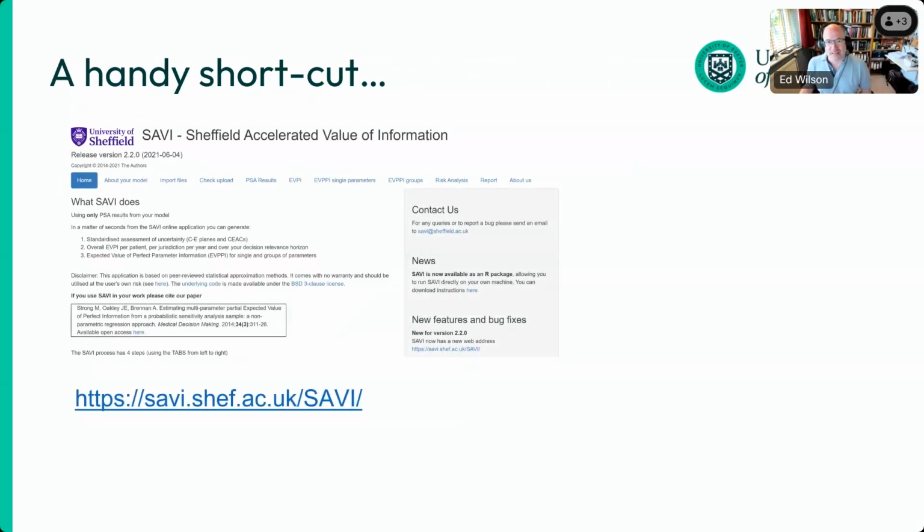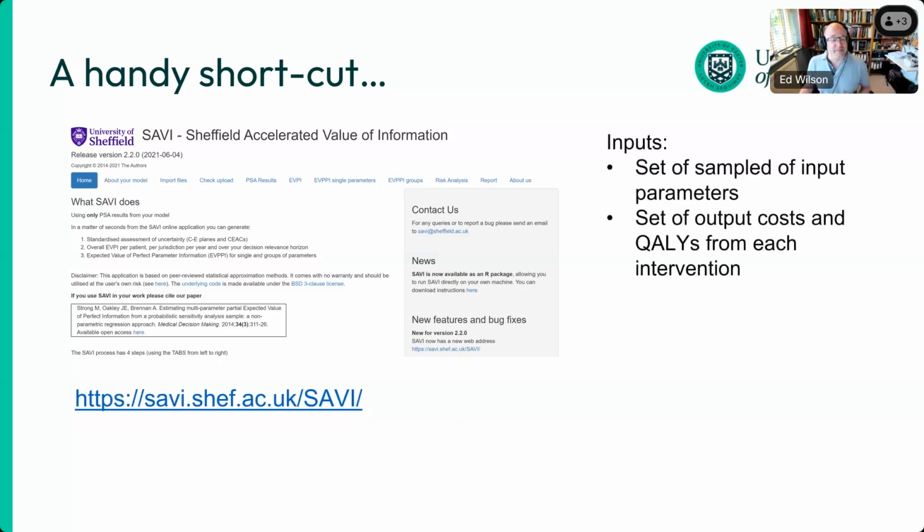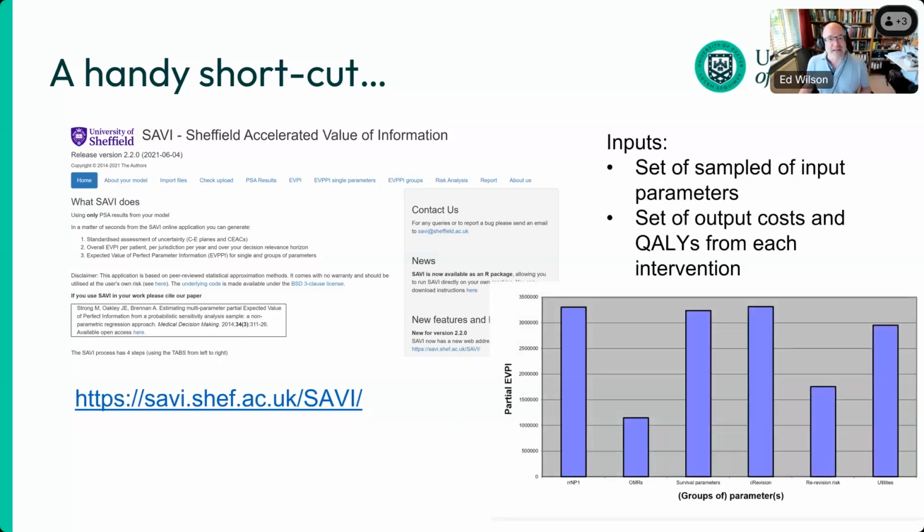This is a website called SAVI, the Sheffield Accelerated Value of Information, which allows you to calculate the expected value of perfect parameter information. It's basically a statistical approximation. What you need to do is simply take all of your probabilistic samples, all of your input parameters, and the matched outputs, and it will calculate the expected value of perfect information for each parameter or groups of parameters as you specify. And you can collect them together in a nice pretty chart here. The value of that is it tells you where it's most valuable to eliminate the uncertainty.